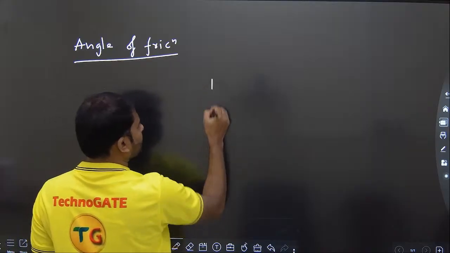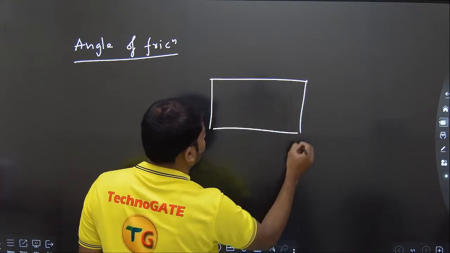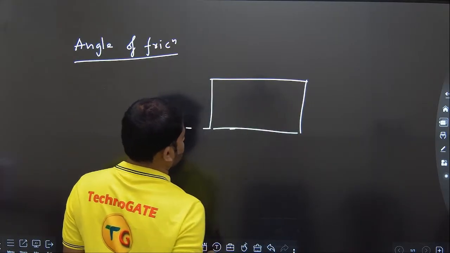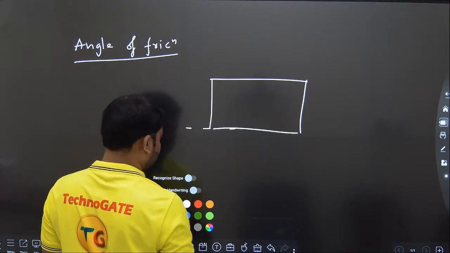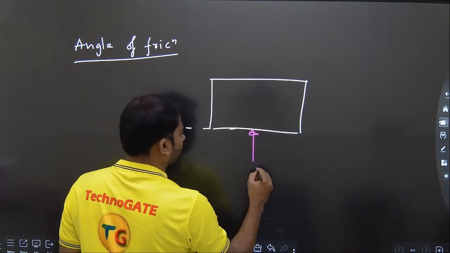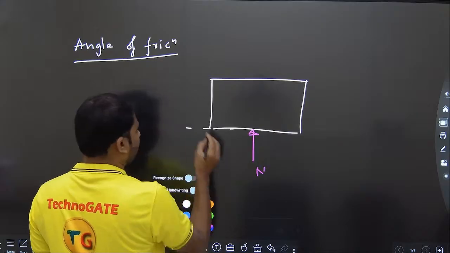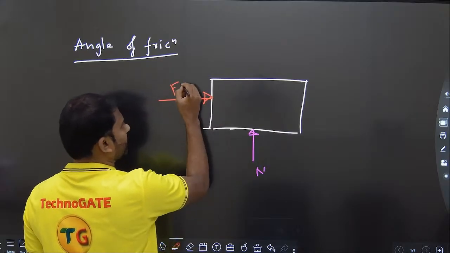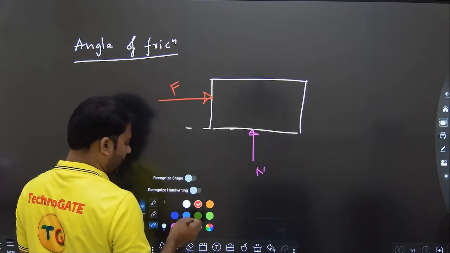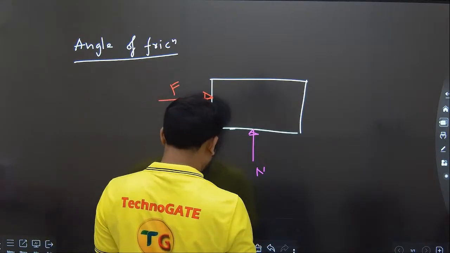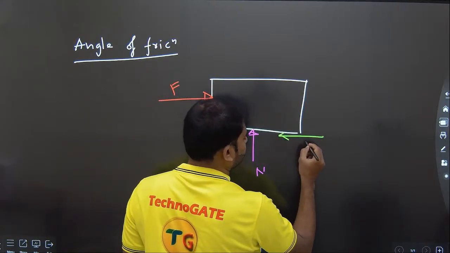Now there is an object on the surface of the ground like this. Okay, what happens is the ground will apply some normal contact force. Imagine you are applying some applied force. Okay, so what actually happens here, there will be some sort of friction, right?